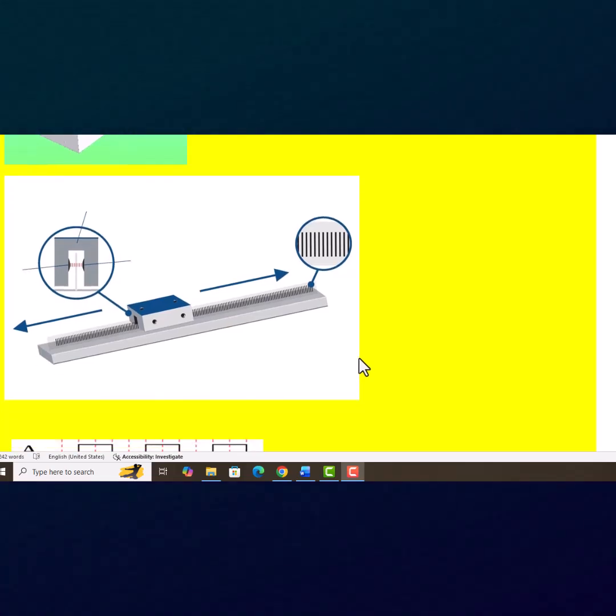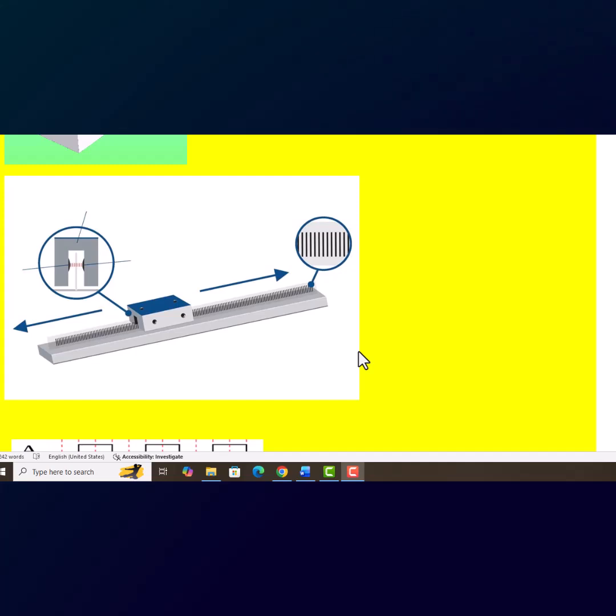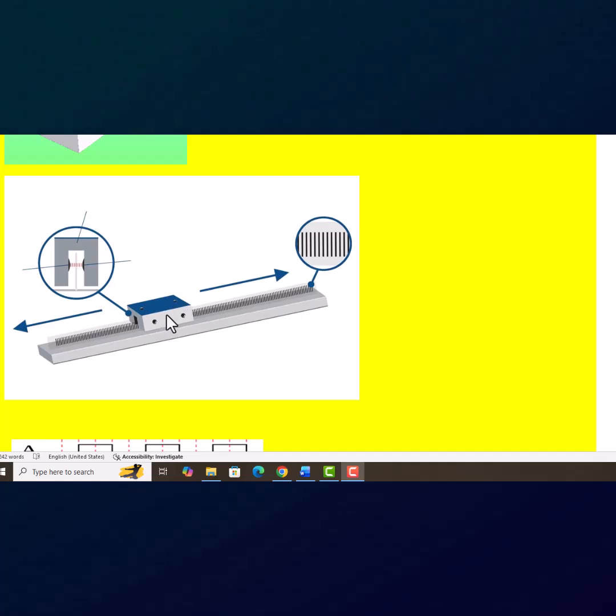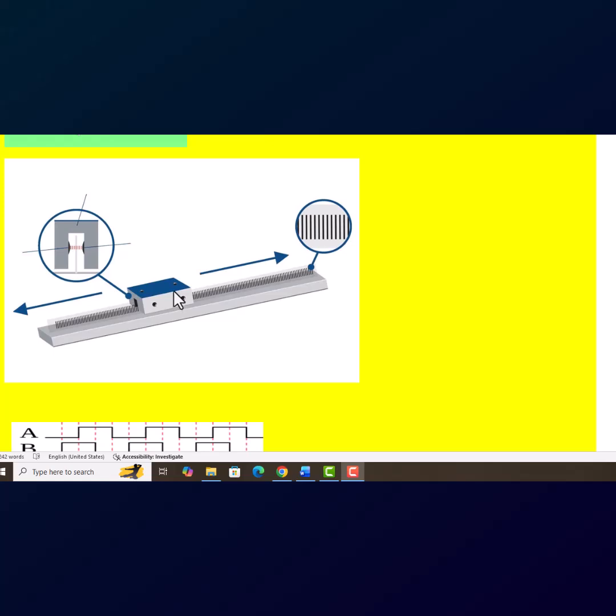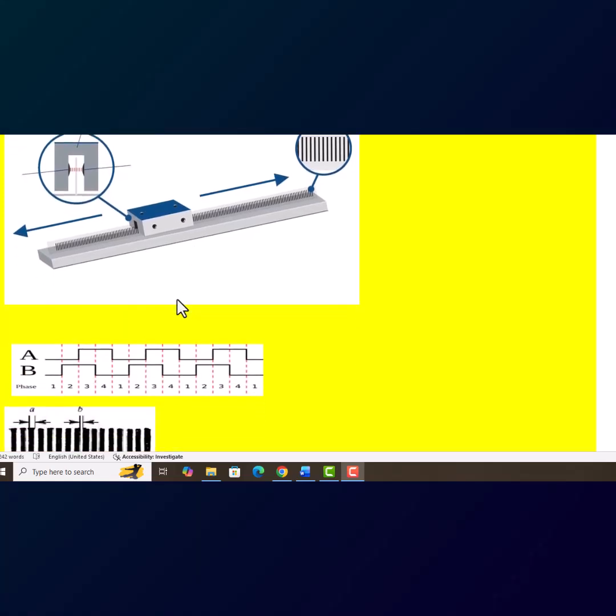Based on the number of pulses produced and the phase difference between phase A and phase B, the direction of the prismatic joint movement can be decided, and also based on the number of pulses, the distance traveled can be determined. And similarly, by knowing the time for the pulses to be produced, the speed of this joint can also be calculated.